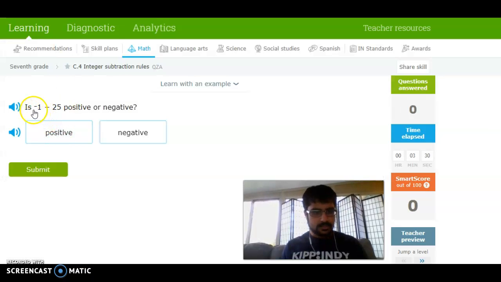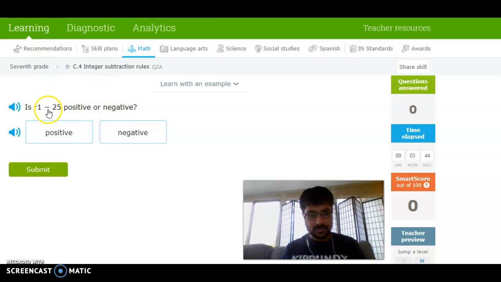So this first one says: is -1 minus 25 positive or negative? Now, what I have to think through here is if I'm starting at -1, subtraction is going to move me to the left on the number line, and addition is going to move me to the right, since subtraction makes me more negative and addition makes me more positive.